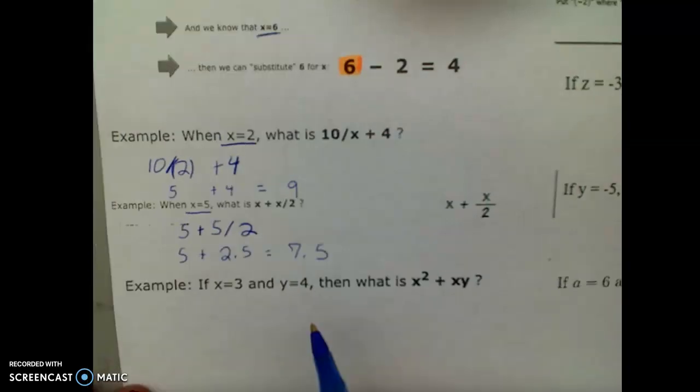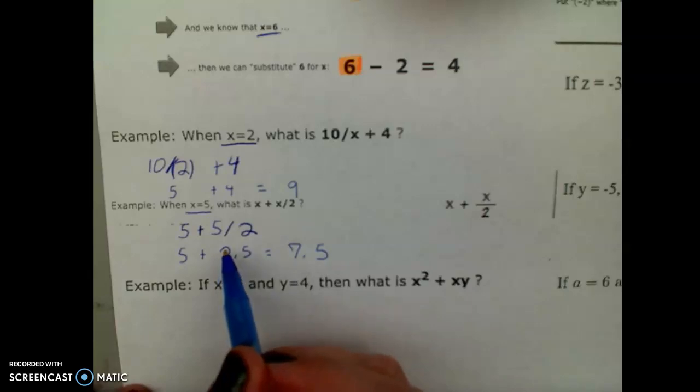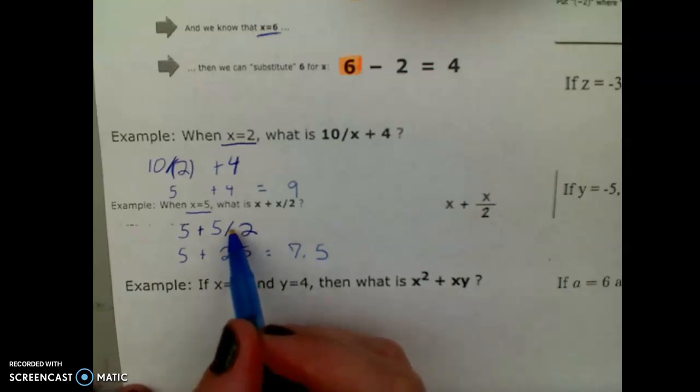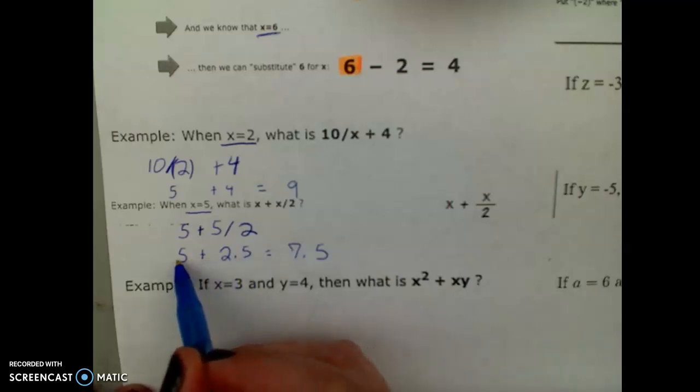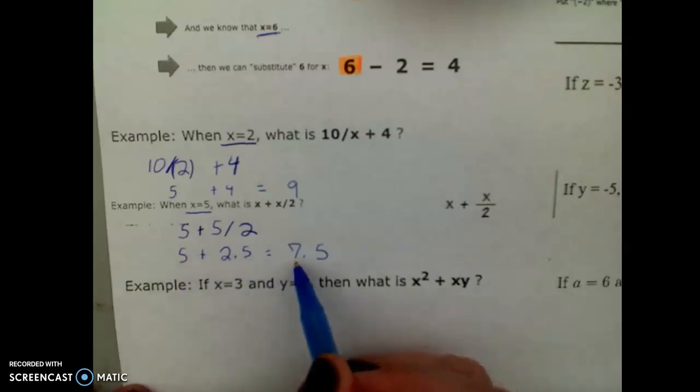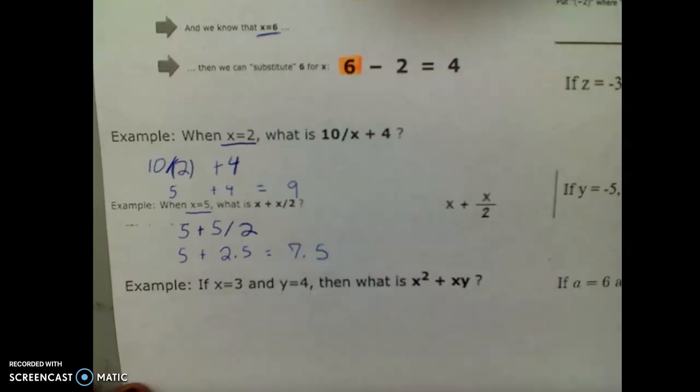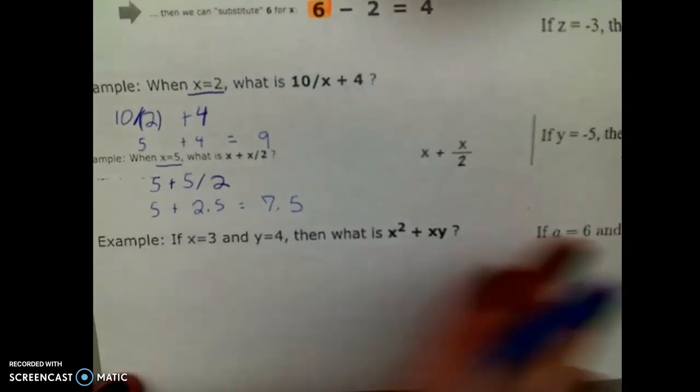Go! Okay, so in this problem, we had to do the division first. So we did end up with a decimal. 5 divided by 2 is 2.5. When we add that to 5, our answer should be 7.5. All right, let's do one more example before we bring in the negatives.